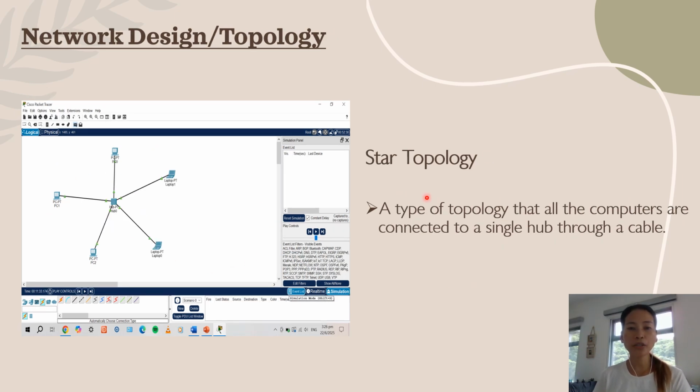Next is the star topology. It is a type of topology where all the computers are connected to a single hub through a cable. So this is the sample. The one at the middle is the hub that connects all the end devices.